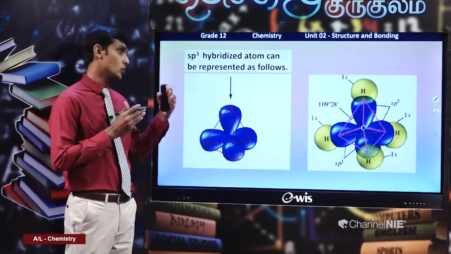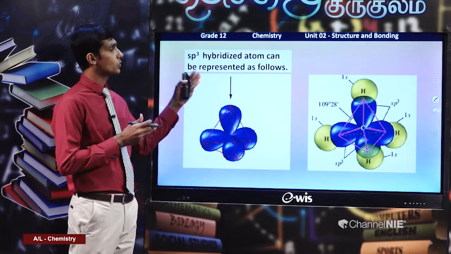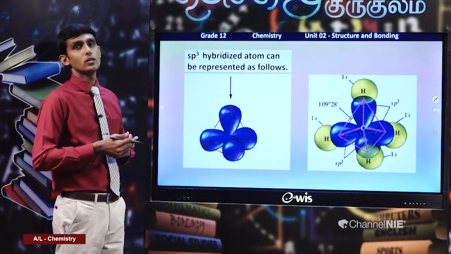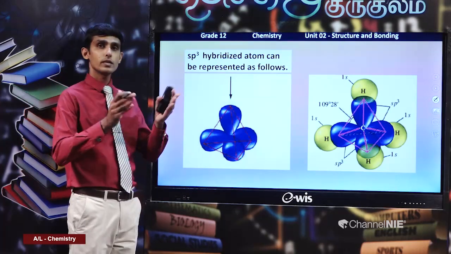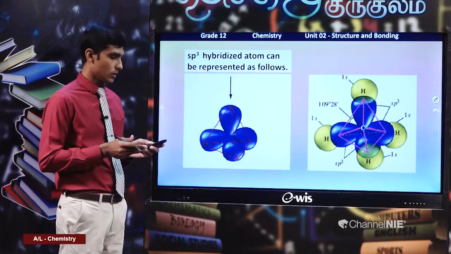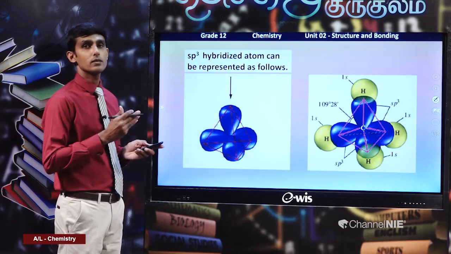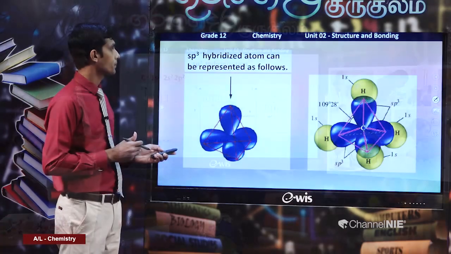Now, that could not be explained by the valence bond theory, but with the use of this concept of hybridization, you can explain this. So, that is about the sp3 hybridization and formation of the CH4 molecule. Let us see the next type of hybridization with regard to the carbon atom.